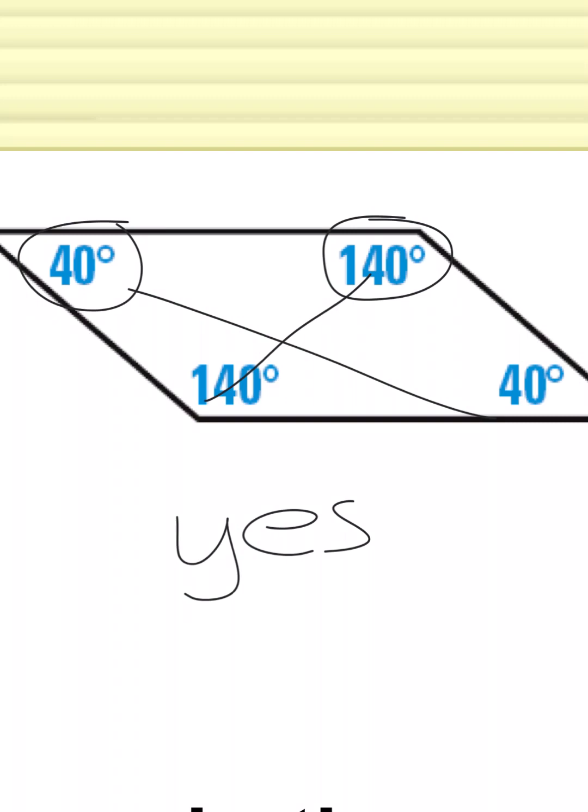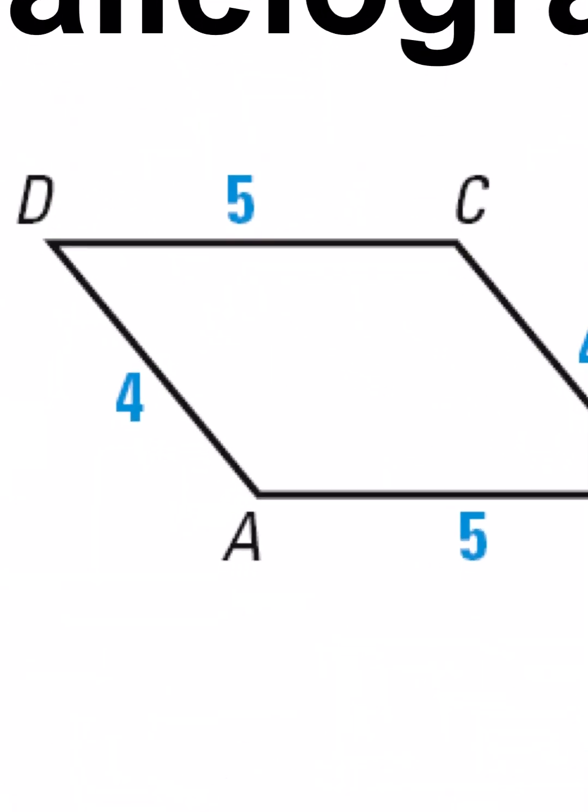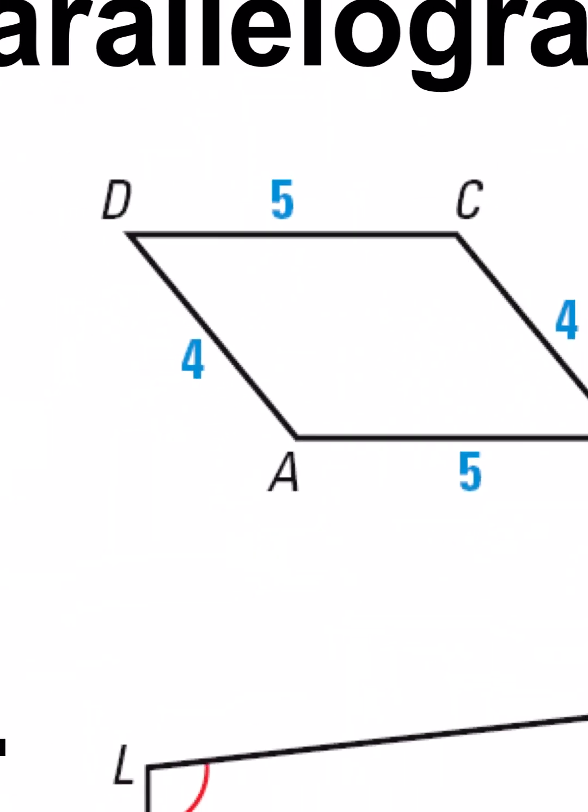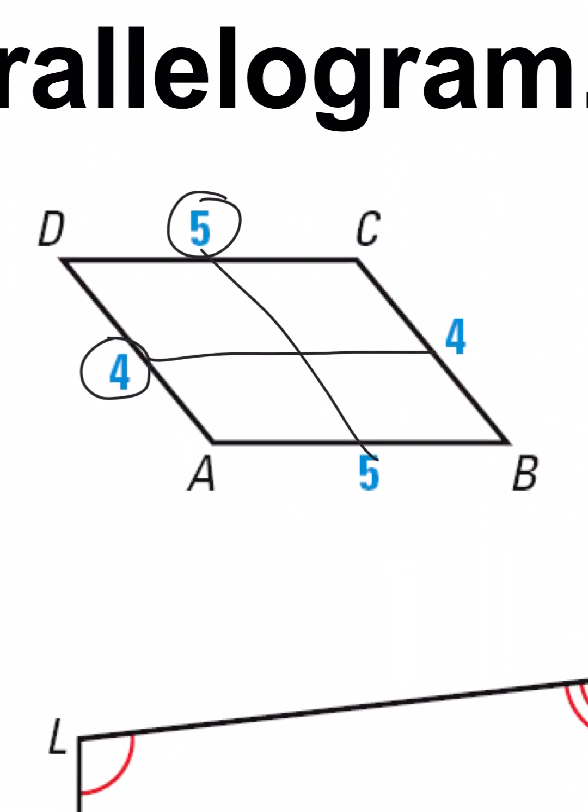Next one. What does this one give us? Sides. What do we know about the sides of a parallelogram? They're the same. Which ones? Ones that are across from each other are the same. So which one's across from 4? 4. So that one checks. What about 5? 5. Is that a parallelogram? Yes.